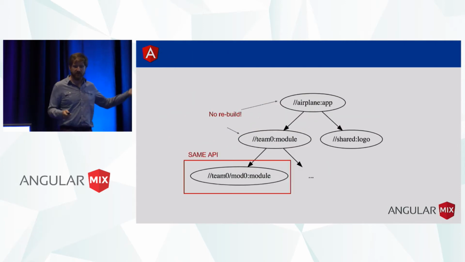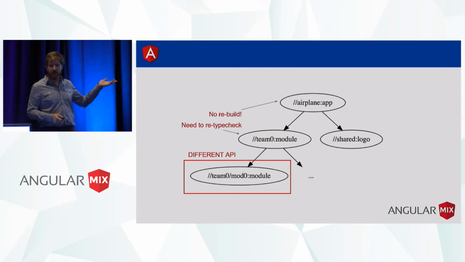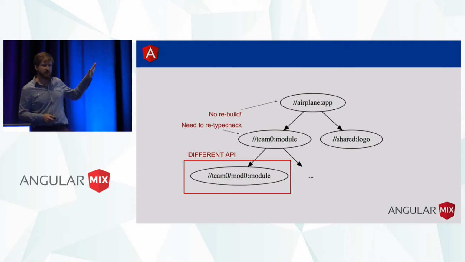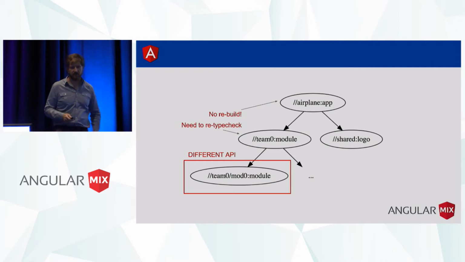So the answer, of course, is if I have the same API, I don't need to rebuild. And if I've changed the API, I need to retype check the Team 0 top-level module, but I don't need to retype check the airplane app, because it doesn't depend on this thing. So we can constrain what needs to be rebuilt.